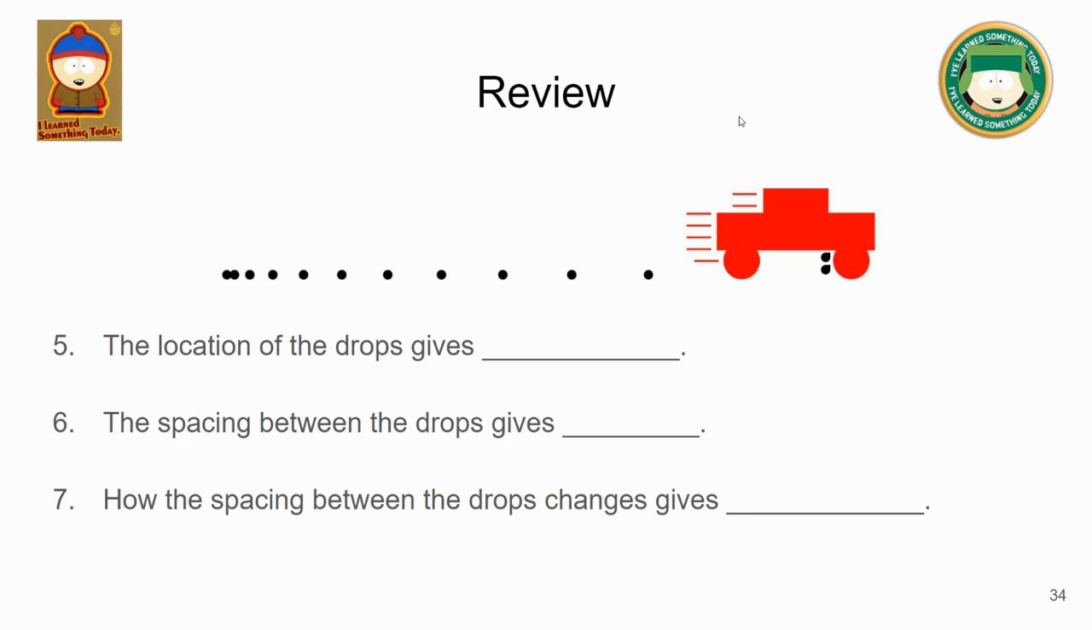And then 3 more ones real quick. So when we're doing the motion maps with the cars, the location of the drops gives you the displacement. The spacing between the drops gives you the velocity. And how the spacing between the drops changes, that gives you the acceleration.